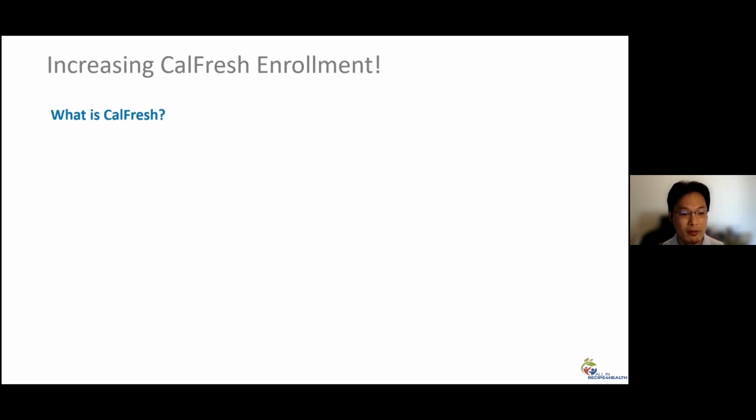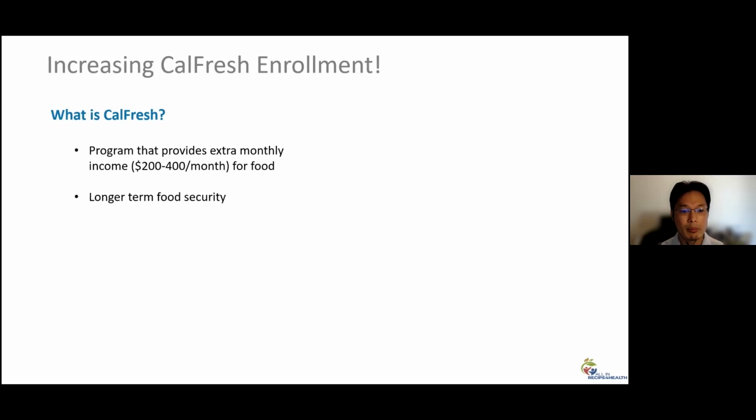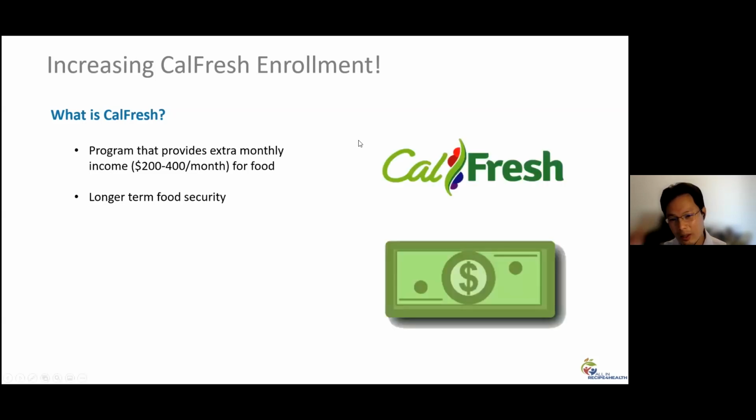It's extra money for food. It's really a government program that's been expanding, and it provides extra monthly income, $200, $400 per month, potentially for food. It provides longer-term food security because if a patient gets enrolled in this, they get this additional supplemental income to help them purchase the food. They can purchase additional food from our food pharmacy or from other places. So if you look at it, think kind of symbolically, it's cash for healthy food.